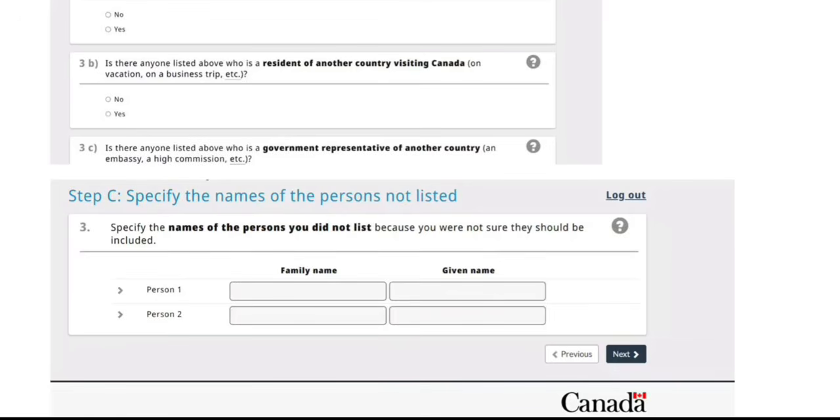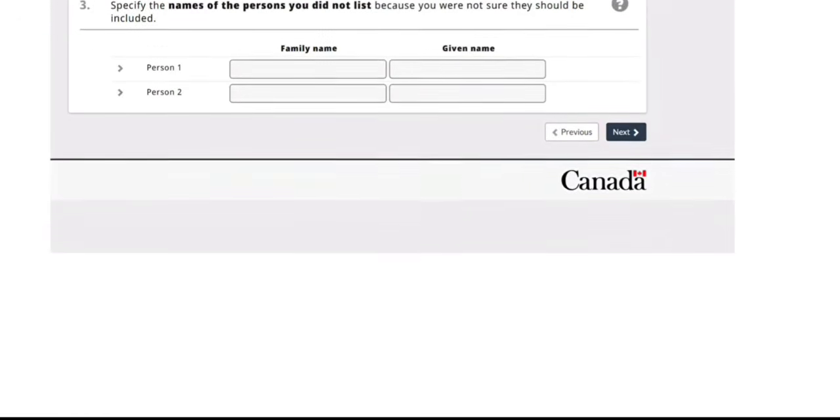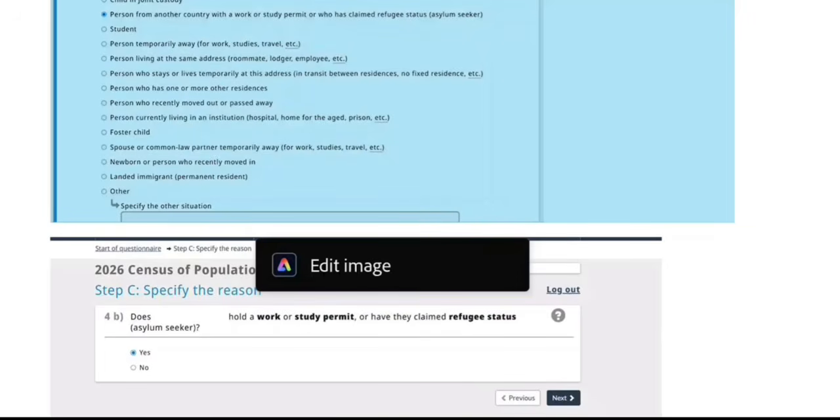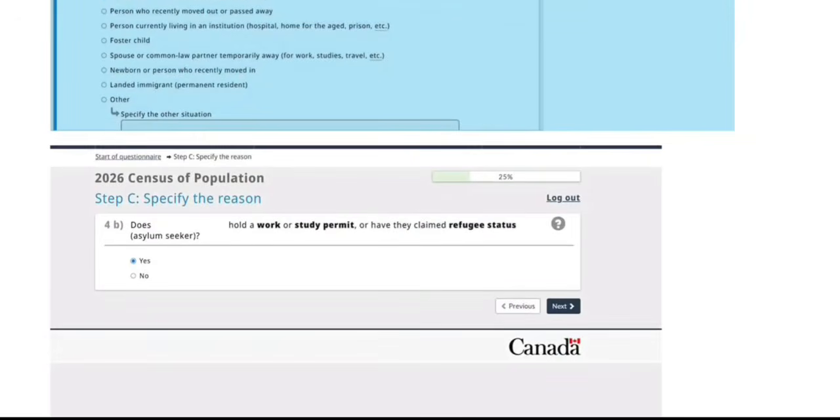Now if you are not sure, if you see step C, you may not see this if you have no additional people living at your address. Like in my case, I had two tenants living. They are not Canadian citizens, they are work permit holders, so that's why I said I am not sure. Then in the next screen it asks what they have, a study permit or refugee status.